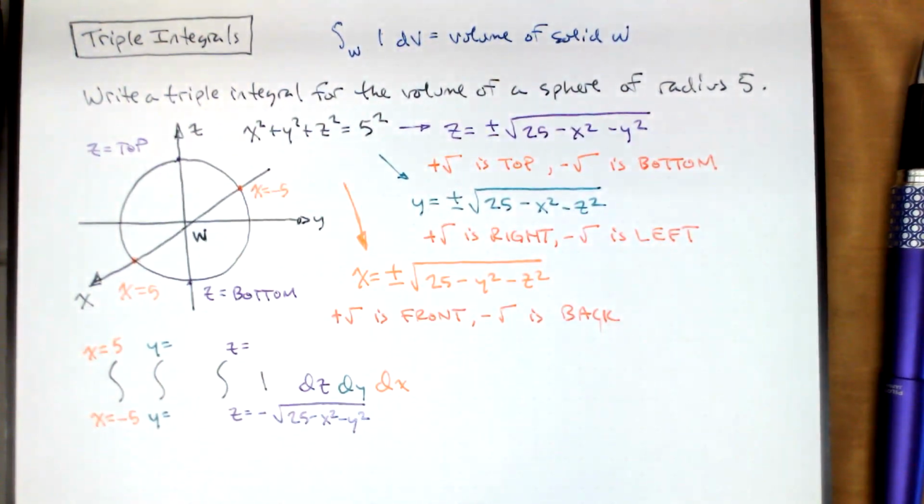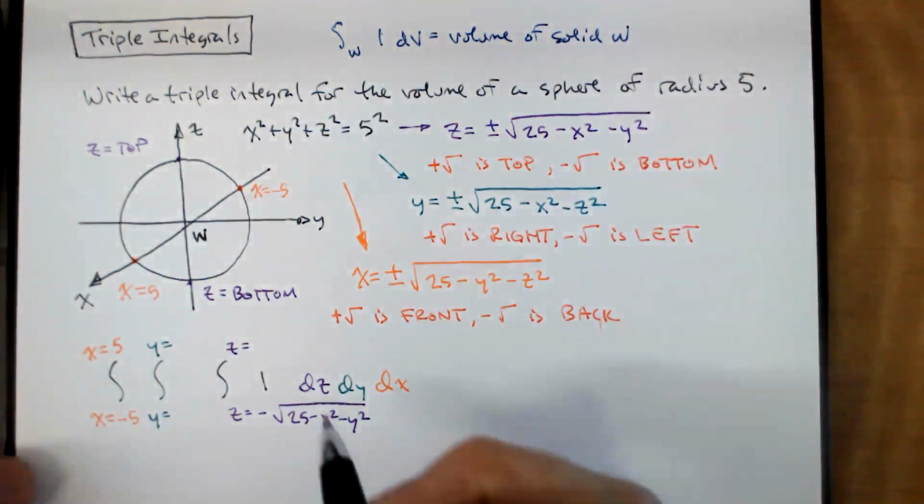Z equals -5 to z equals 5 would give me two planes that I'm between, but I'm not between two planes. The bottom plane is the bottom part of the circle. The top plane is the top part of the circle. So I don't want planes z equals 5 and -5. I want circles or spheres, hemispheres. So I'm going from the bottom hemisphere to the top hemisphere.